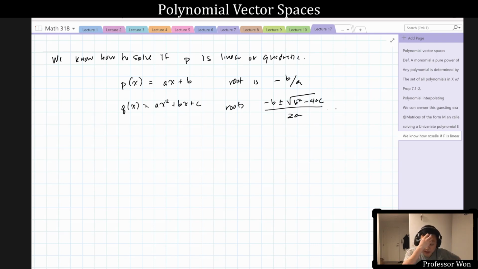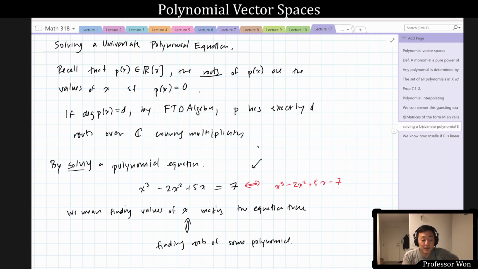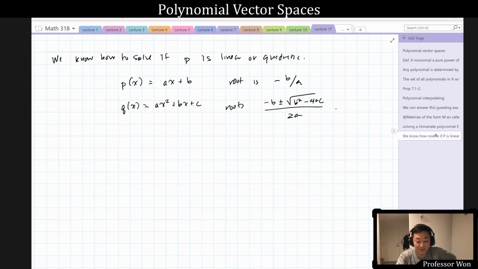Okay, so solving low-degree polynomial equations, we already know how to do very easily, very algorithmically. We can just plug them into formulas. Of course, this thing here in the quadratic formula, the part under the square root, is what determines the way that your roots are going to behave, right?